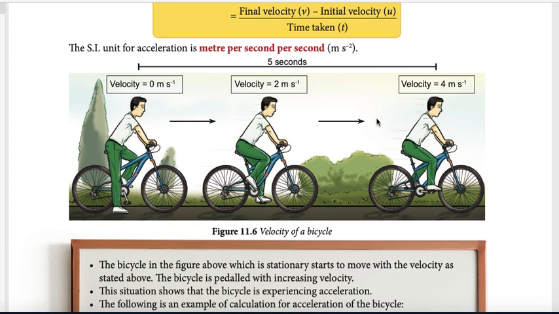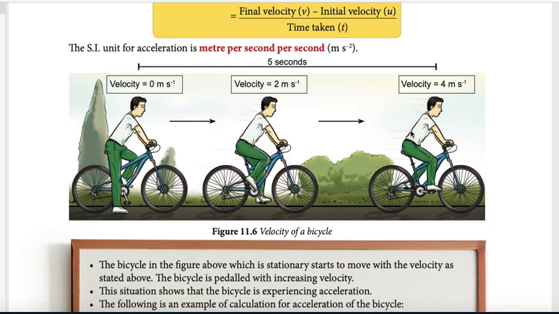From this situation, you know that this bicycle is experiencing acceleration. The final velocity is bigger compared to the initial velocity. If you minus this final velocity with the initial velocity, it will give a positive value. So you know this bicycle is experiencing acceleration. Tetapi jika laju awal adalah lebih besar daripada laju akhir, berarti bicycle ini sedang mengalami nyahpecutan, decelerate.